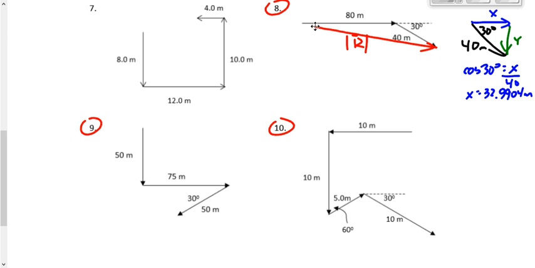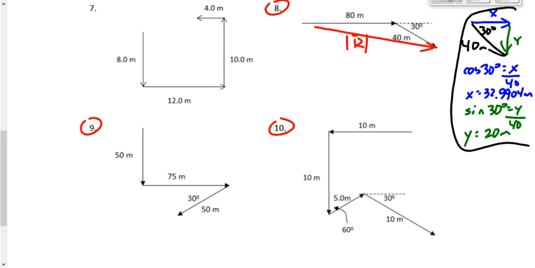And the y component is, we'll say sine 30 degrees is equal to opposite over hypotenuse. And that's going to be equal to exactly 20 meters. And I'm going to box that off. Why? Because, well, that's what I do. There's no special reason why I have to, but I do it the same way every time. I just want to be the same every time, and that makes it easier come test time to remember what to do.